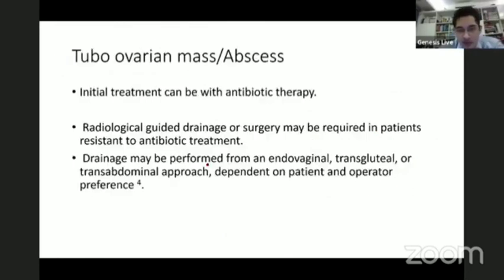Tubo-ovarian abscess, again, this is an infective mass. Start with antibiotics. If drainage is necessary, you do it. If it can be done endovaginally, transgluteally, and by other methods, I think our gynecological colleagues would be more suited to discuss this matter. I haven't done any case of tubo-ovarian mass, so I think they would be better to help you with that.